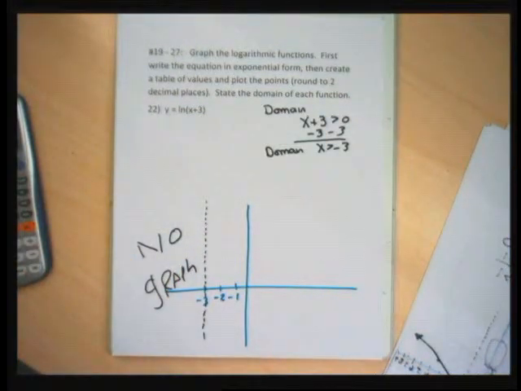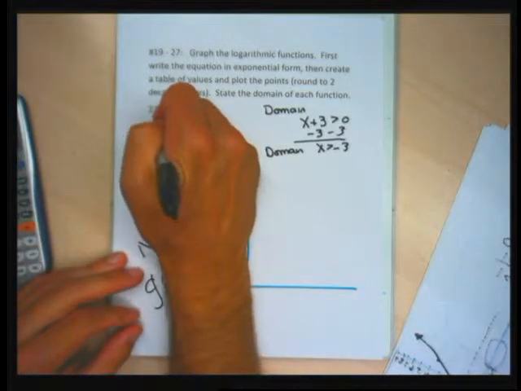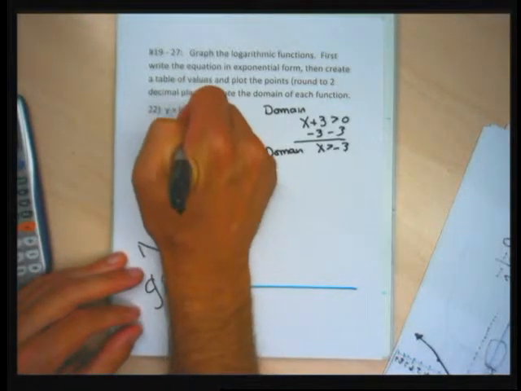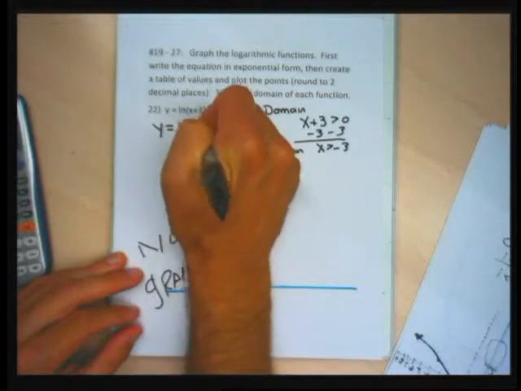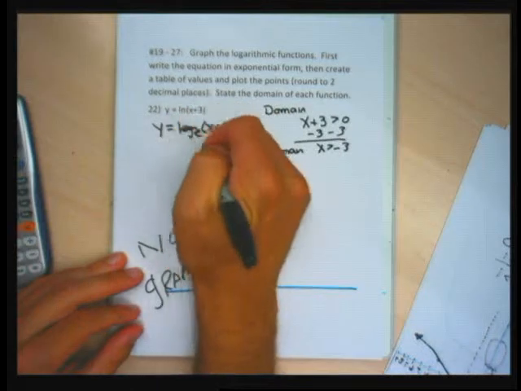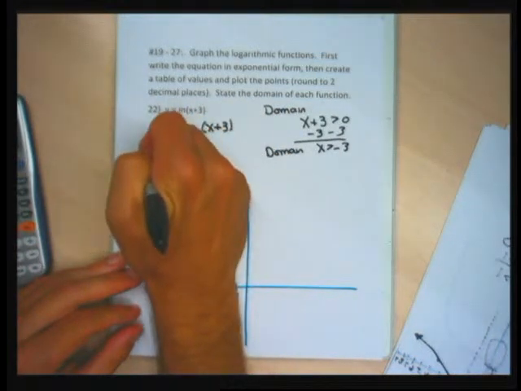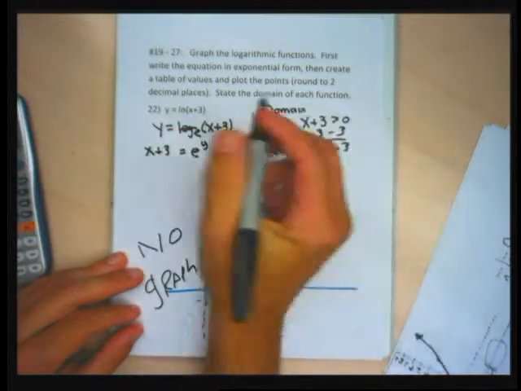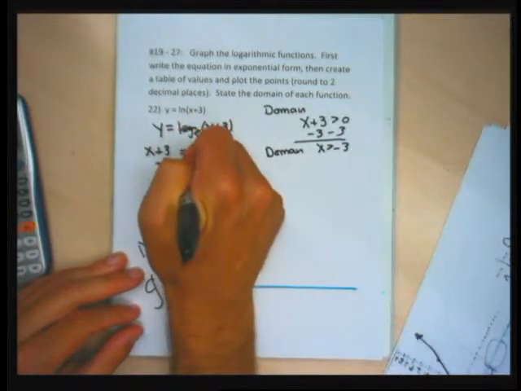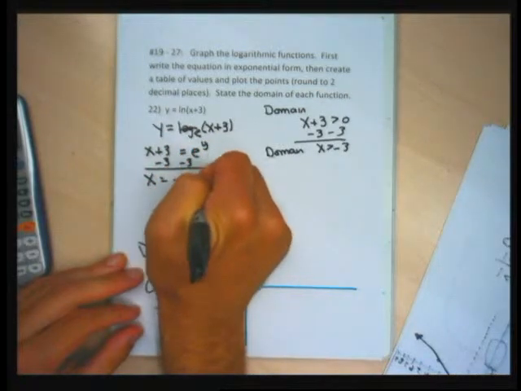Now I'm going to write the problem without the log. To write it without the log, I have to write the longhand form, the log base e, because that makes it easier to write without a log. I'm going to scratch out the logarithm, leave the e low, and switch the y and the x plus 3. And then I'm going to minus 3 from both sides. So I'm going to get x equals -3 plus e to the y.